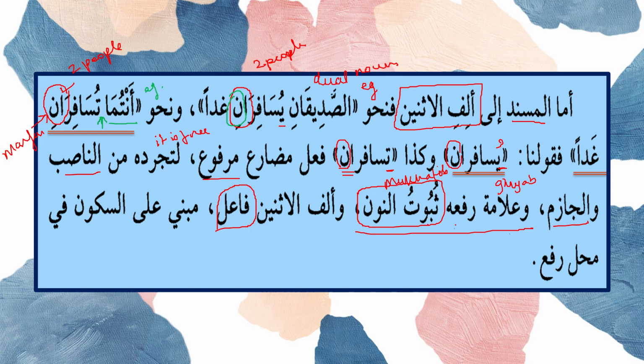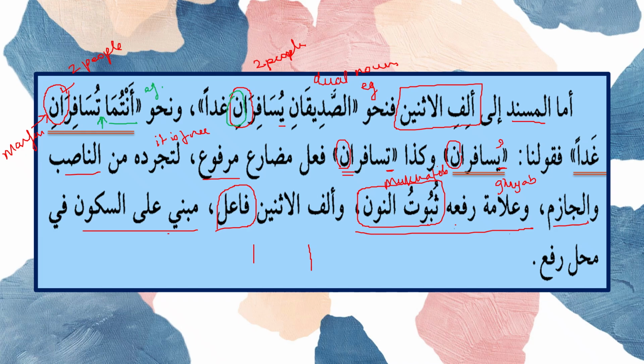And this alif al-ithnayn, when you do the i'rab of the alif al-ithnayn, you always consider this long vowel alif as having a sukoon over it. But we don't write the sukoon over it. We just write alif al-ithnayn. We don't put a visible sukoon. But it is assumed that this long vowel has a sukoon over it, and that's why we write mabni 'ala sukoon.